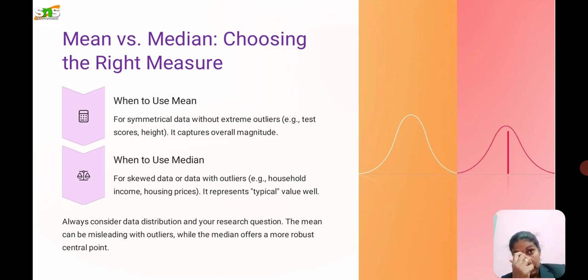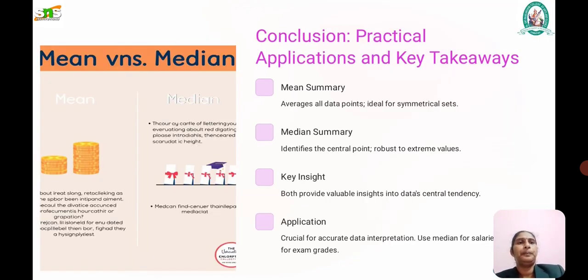Next, mean versus median. The mean helps us with symmetrical data and captures the overall magnitude, whereas the median is used for skewed data, data with outliers. Researchers usually use the mean itself, because it helps us to find the exact value compared to the median.